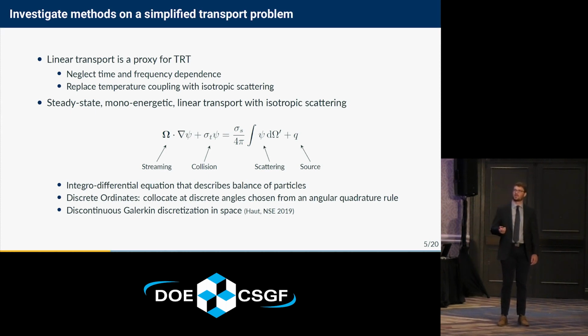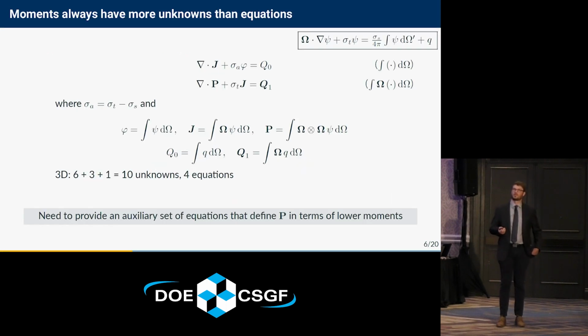In the angular variable, the direction of flight variable, we'll use discrete ordinates, which collocates at discrete angles chosen from an angular quadrature rule. In the spatial variable, we'll use discontinuous Galerkin. The key to this proxy is that we still have this moment-based physics: the scattering term is based on the 0th moment of the kinetic solution.